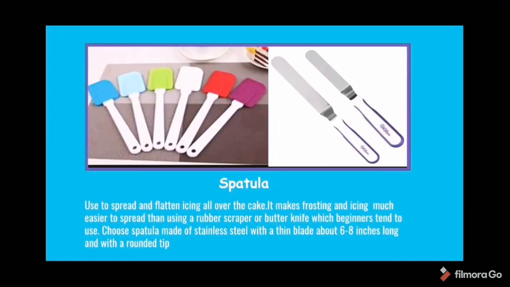Next, spatula, the famous spatula. It is used to spread and flatten icing all over the cakes. It makes frosting and icing much easier to spread than using a rubber scraper or butter knife, which beginners tend to use. Choose a spatula made of stainless steel with a thin blade about 6 to 8 inches long and with a rounded tip.